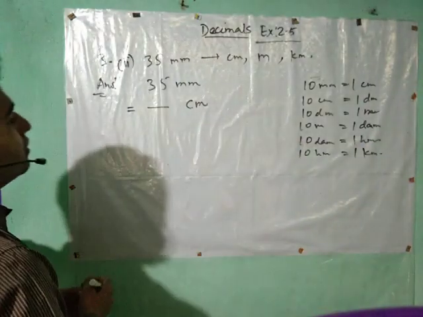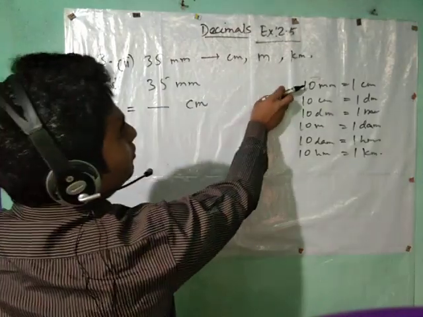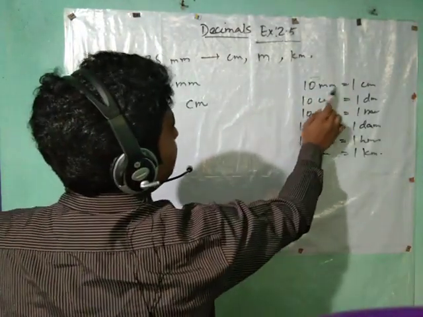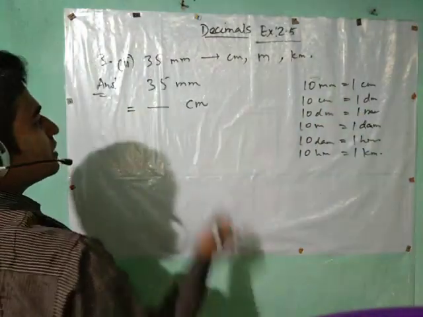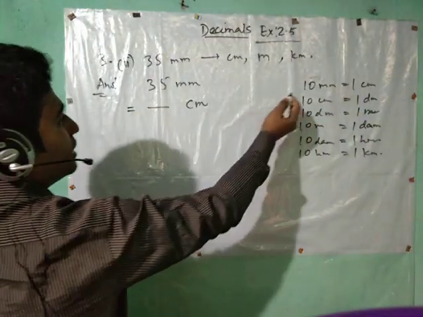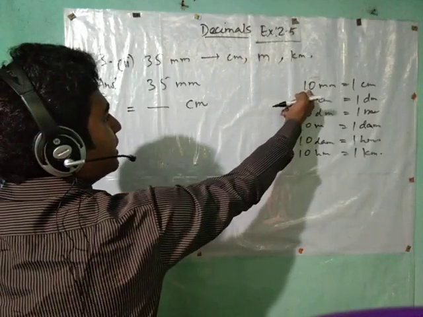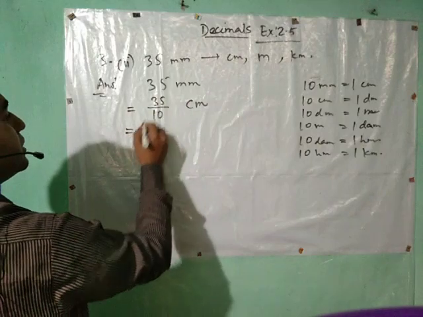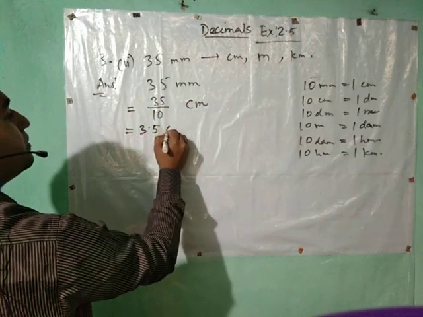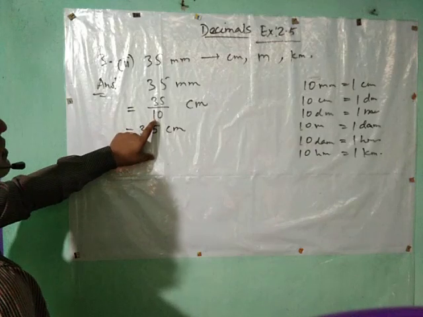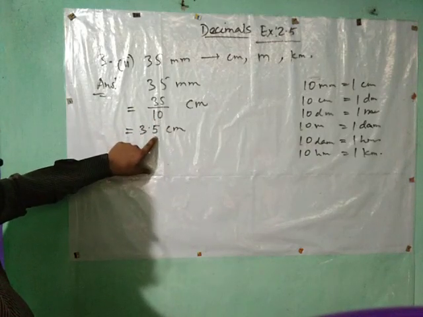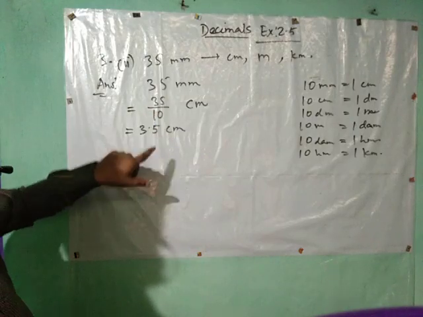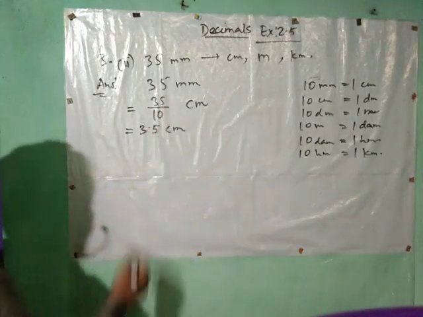This was the chart. Now you are converting from here to here. That means 10 millimeter equals to 1 centimeter. What is the relation? What was the number? 10 was the number. So divide it by 10, 35 will become 3.5 centimeter. Because after decimal there should be one digit, so this is our correct answer.